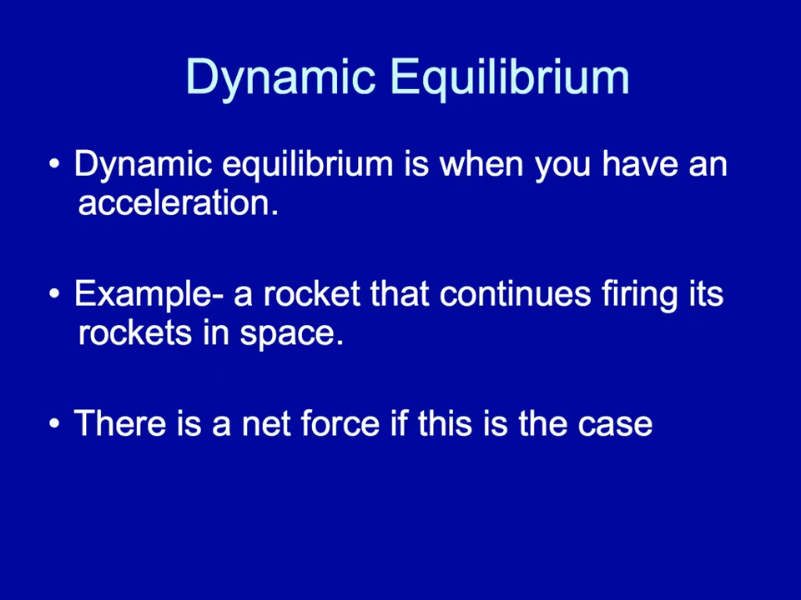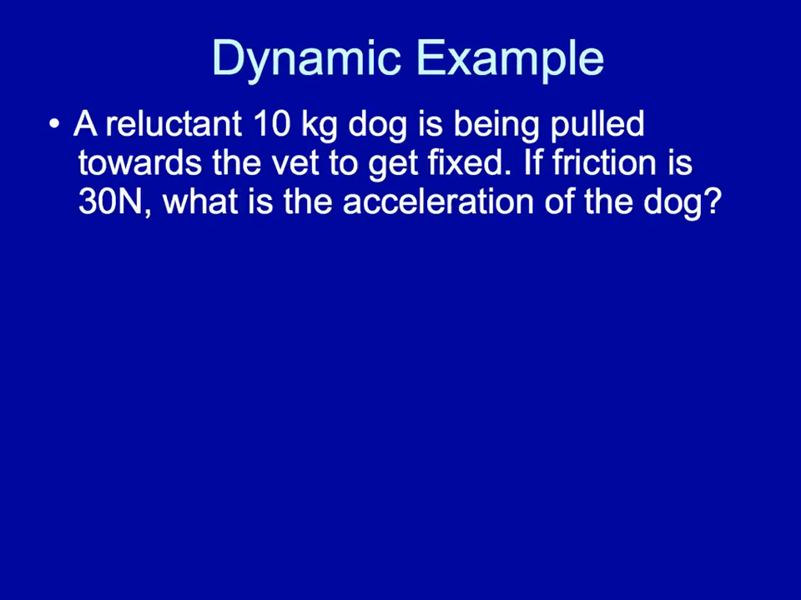Now, dynamic equilibrium is when you have an acceleration. You're now causing something to move. For example, a rocket that continues firing its rockets in space. There is a net force in this case. It is going to accelerate. So let's take a look at one on the next page.